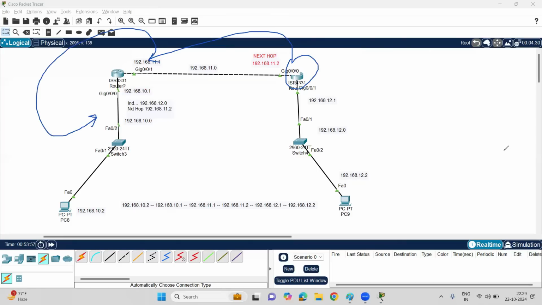Clear? So let me provide the information for these two. Okay. So what is the indirectly connected network for this one? It is 192.168.10.0. And the next hop is 192.168.11.1. That's it. Clear? Now let's provide this information.